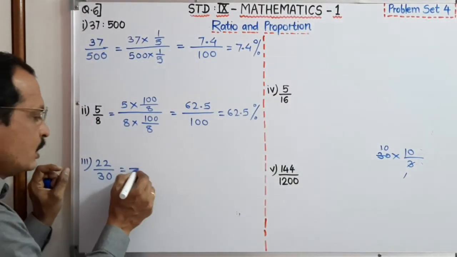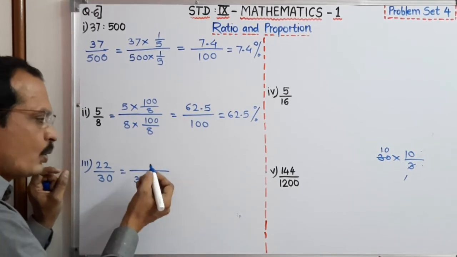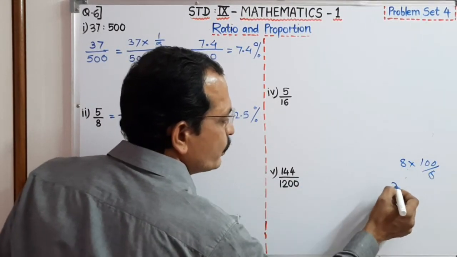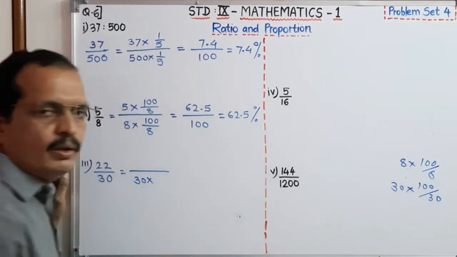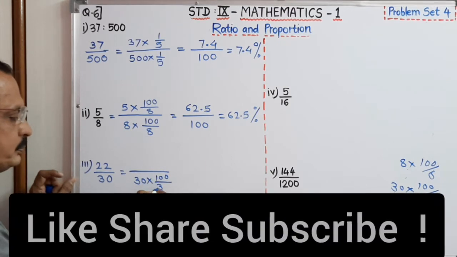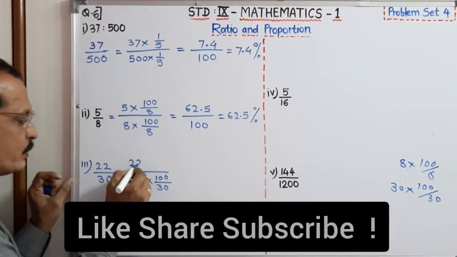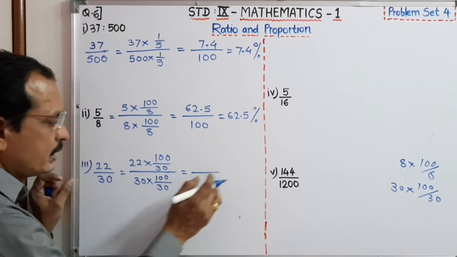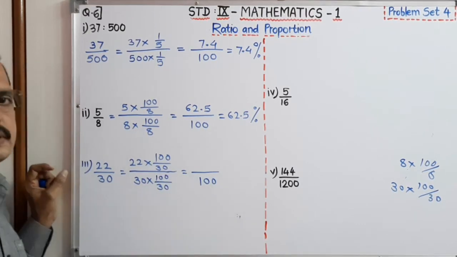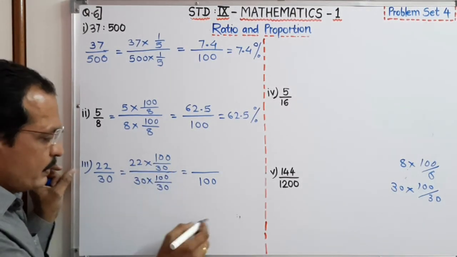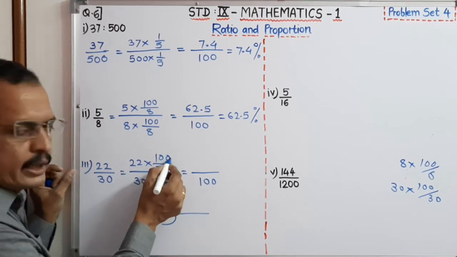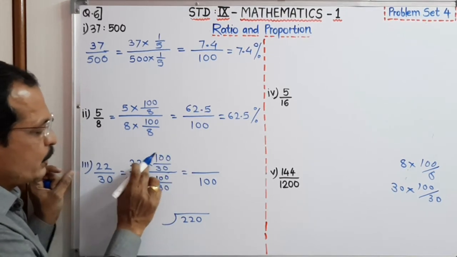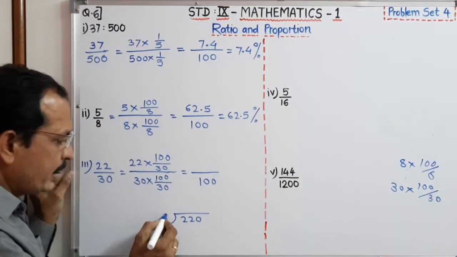Got it? Therefore, dear student, if we remember this way, then we can write 8 into 100 upon 8. Same way, 30 into 100 upon 30. Got it? 100 upon 30. Now, dear students, see here also 22 into 100 upon 30. Now, simple, this 30 gets cancelled, it is 100. Now, dear students, see what we have to do. To simplify easily, we can take this 0 and 0 and cancel them. It is 22 into 10.